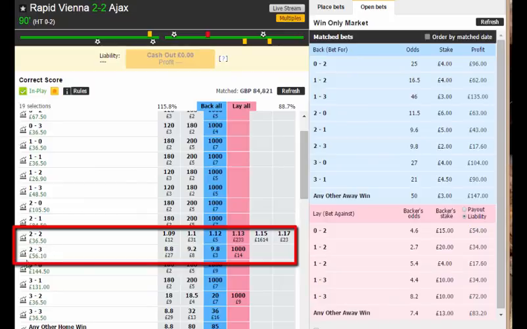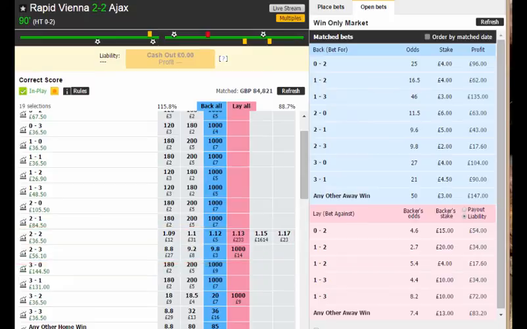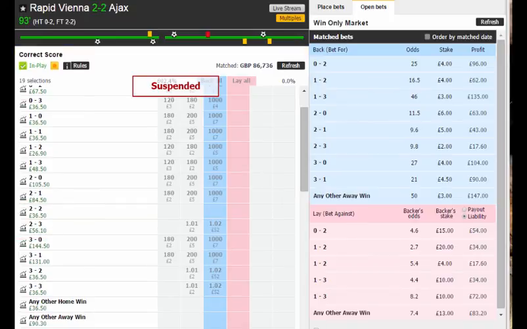So as it stands, I've got £36.50 plus £10 on the match odds. That's 46. That's 28. So that's £18 profit there if it's a draw, and that's how it remained.